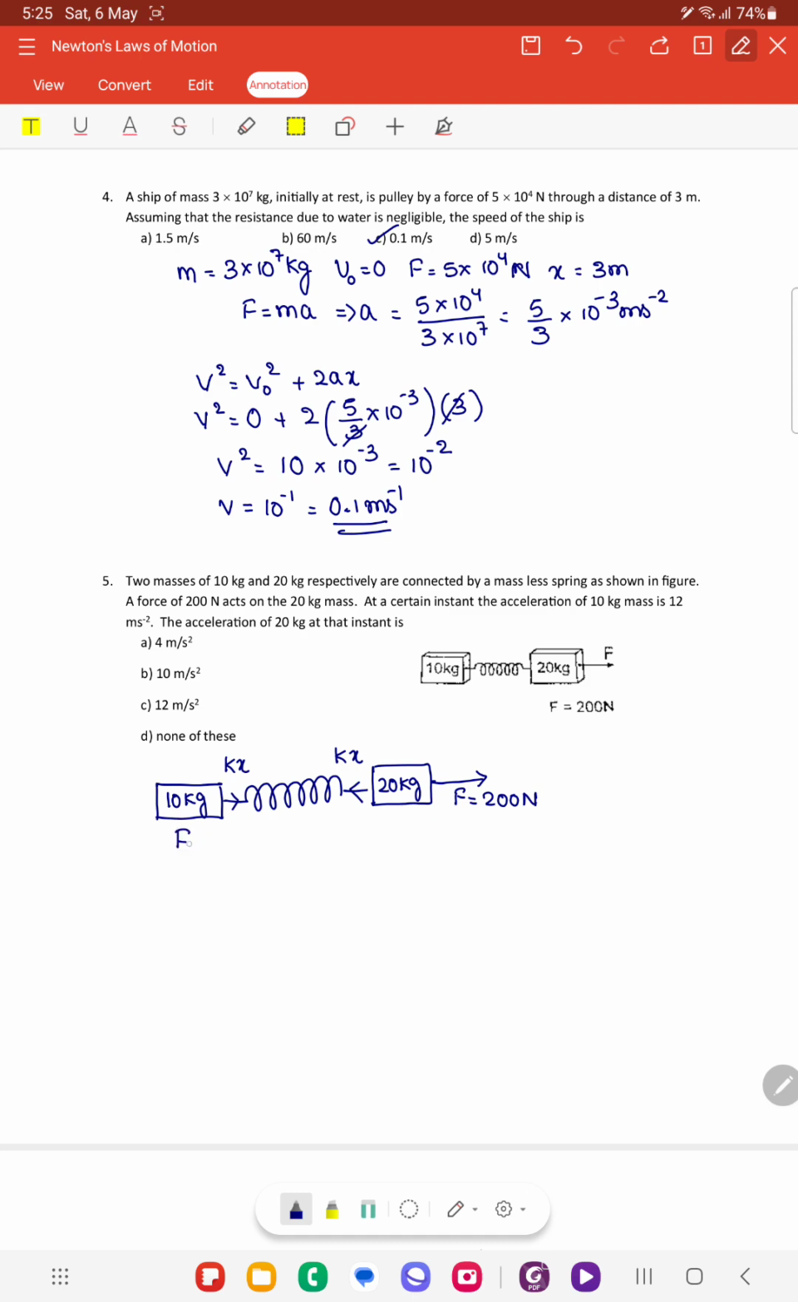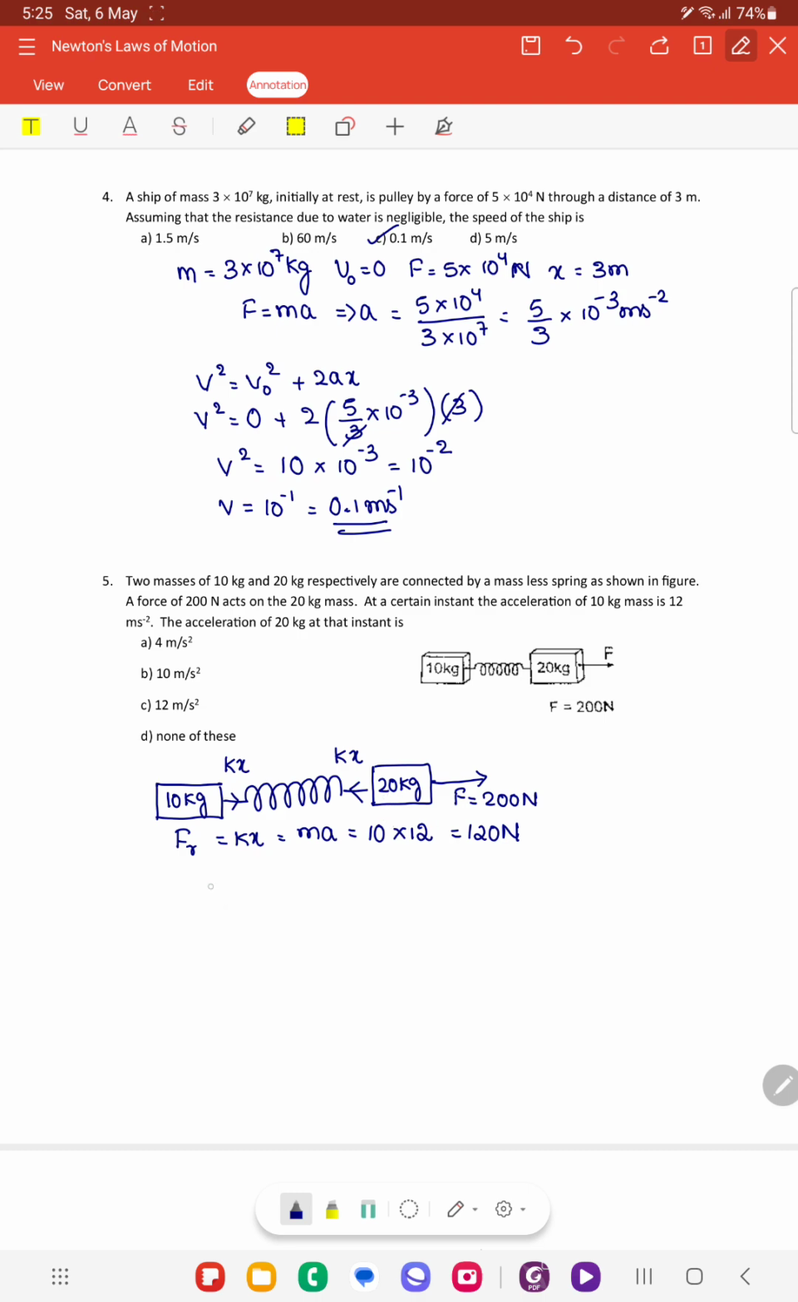So, the restoring force Fr, which is equal to Kx, is equal to force, which is mass into acceleration. For the 10 kg object, the mass is 10 and the acceleration is 12, which gives 120 Newton. The restoring force acting is 120 Newton.